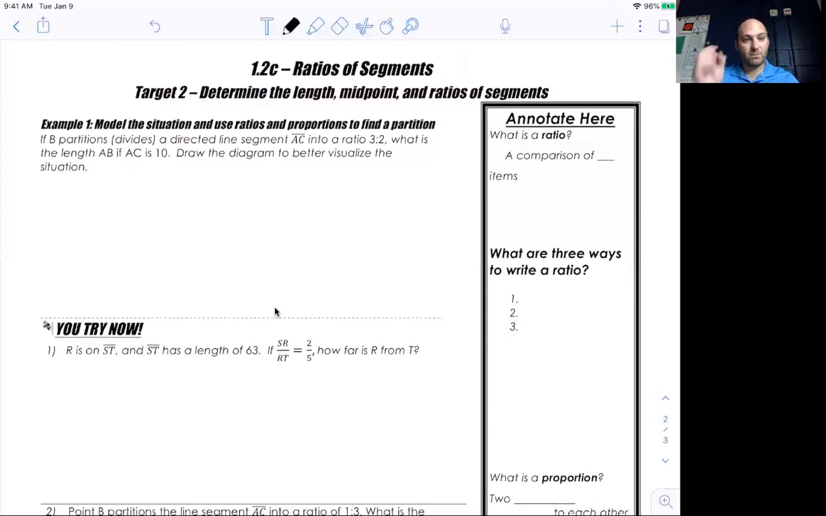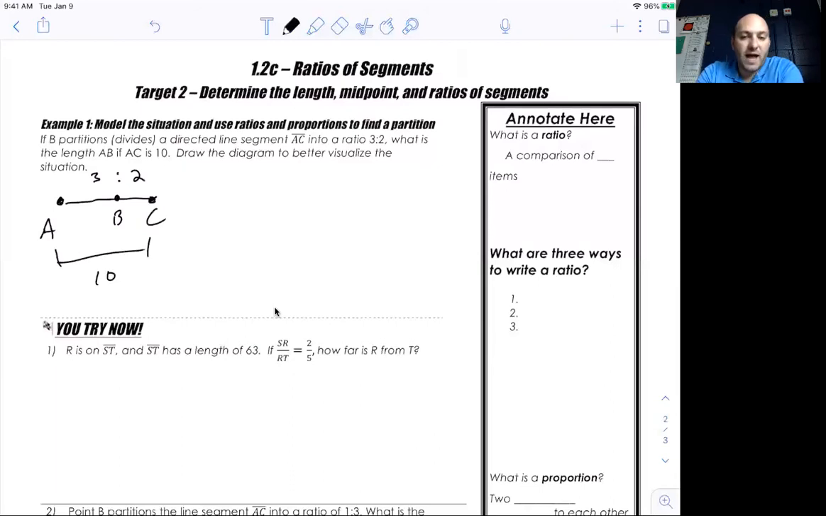B splits up AC. So I'm going to draw in AC here, like that. And B is going to be somewhere in there that splits it up into a ratio of 3:2. The whole length is 10.